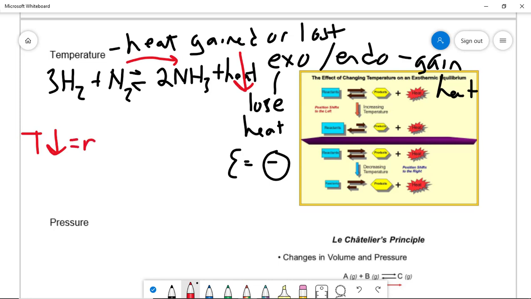Same thing if we were to say that the temperature goes up. If temperature goes up, right, we add more heat. And if we add more heat, then equilibrium is going to shift to the left.